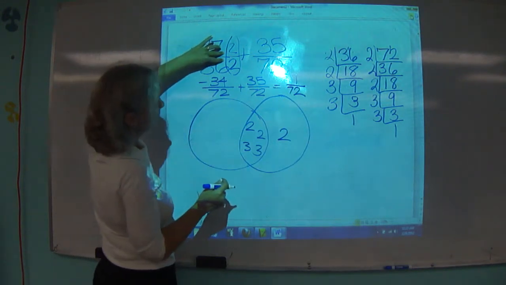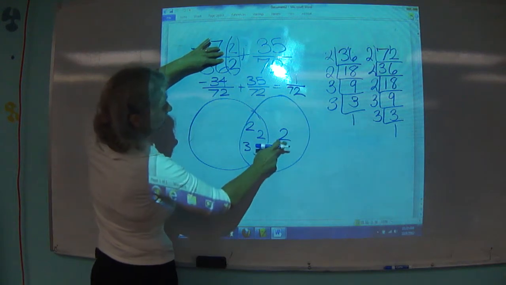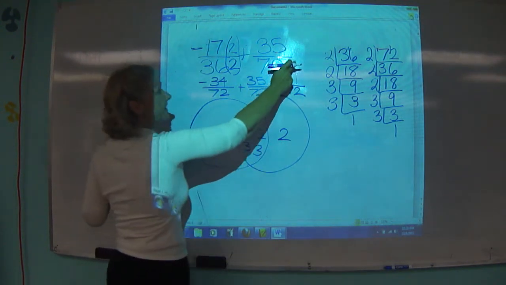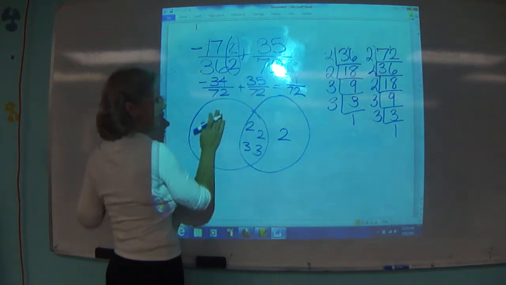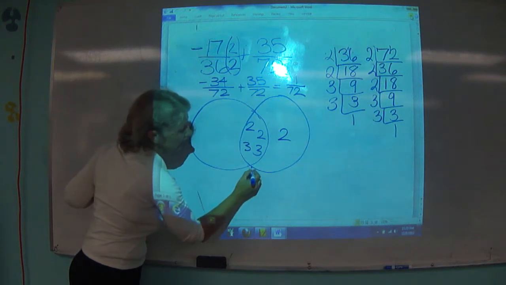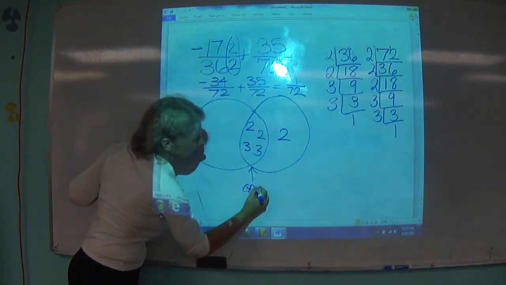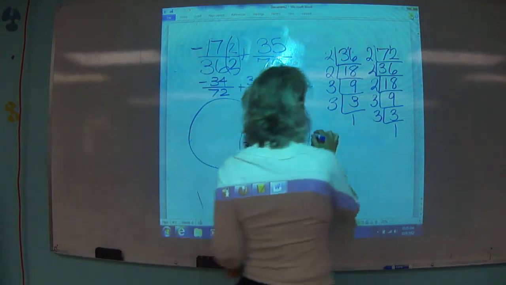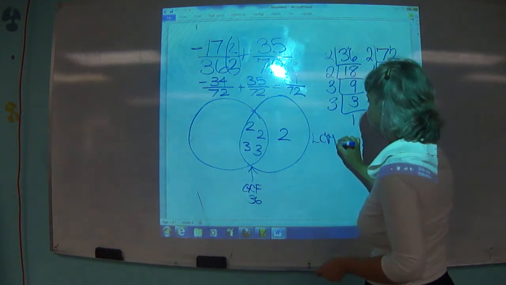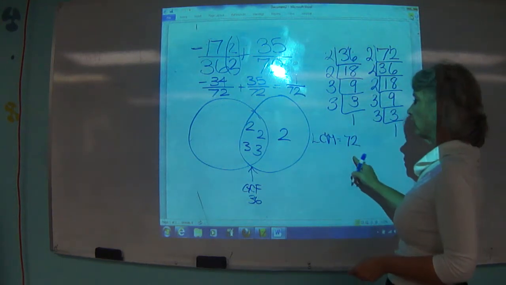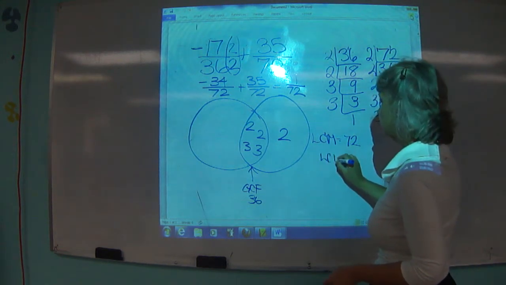I knew I had to multiply it by 2 over 2 because that was what was left in the other circle. I didn't have to do anything to this side because there was nothing left in this circle. Our greatest common factor was 36, and our least common multiple was 72, which also is our least common denominator.